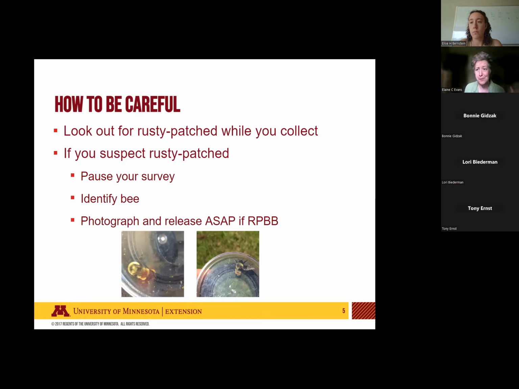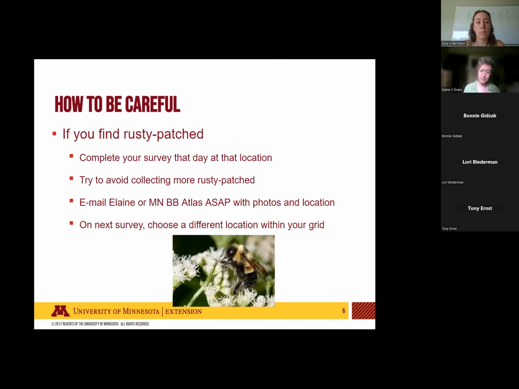If you're having problems with that, it's okay for you to chill them out for a few minutes till they slow down if you do need to take a photo outside of a vial. But we do want to make sure that you get a good photo of the bee, making sure that you're showing the ID characters, which we'll go over, and then release that bee as soon as you can if it is a Rusty Patch Bumblebee.